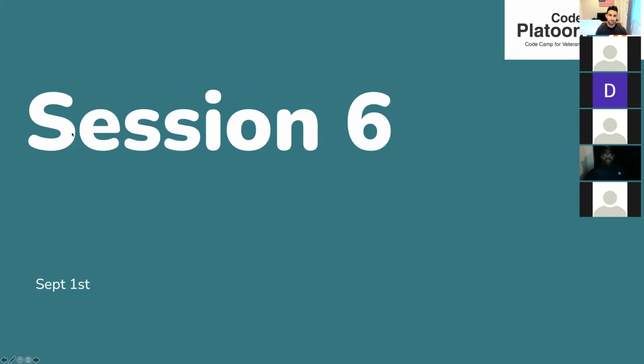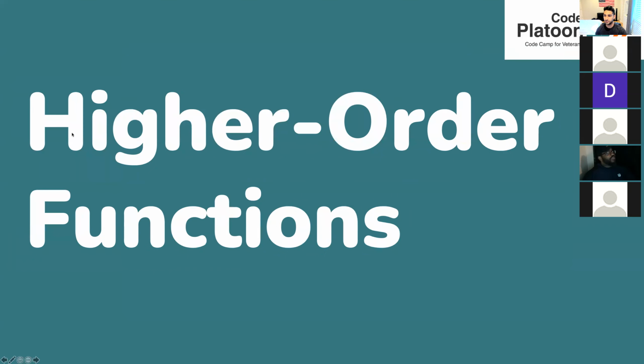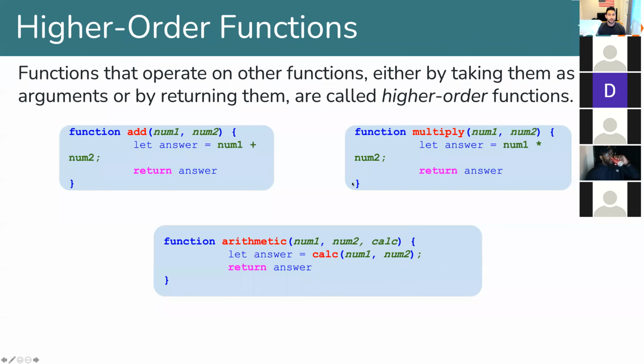So, session 6. Today we are going to be talking about higher order functions. Higher order functions are functions that operate on other functions, either by taking them as arguments or by returning them. We have used higher order functions before, where a function will return the result of another function.